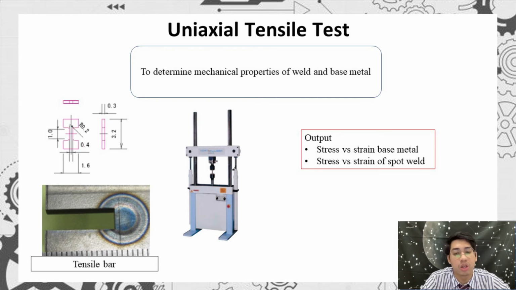Okay, in the uniaxial tensile test, we want to determine the mechanical properties of the weld and base metal, in which the output is the stress strain of the base metal and the stress strain of the spot weld structure. You can see in the picture there the tensile bar with a spot weld at the notch and the machine used there.